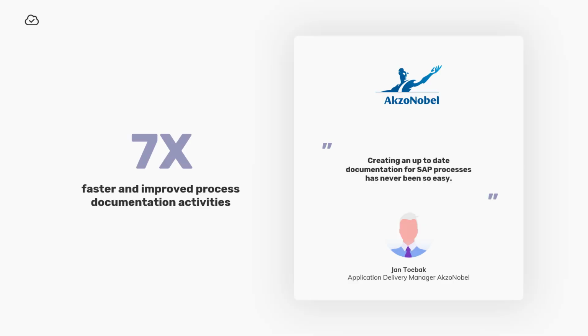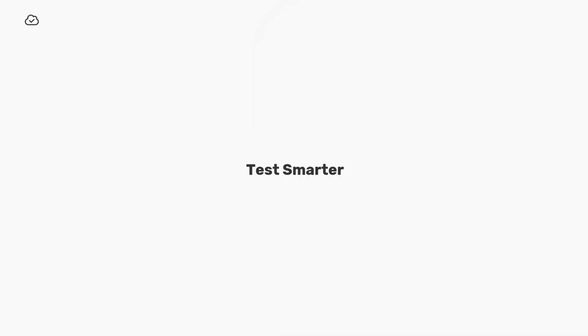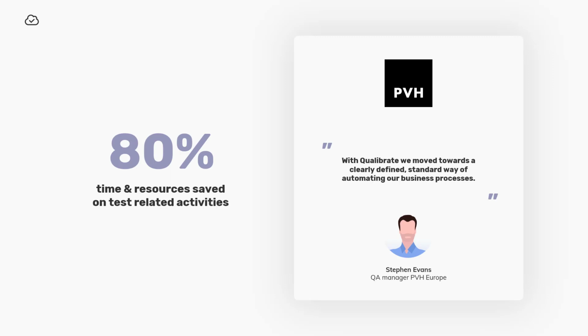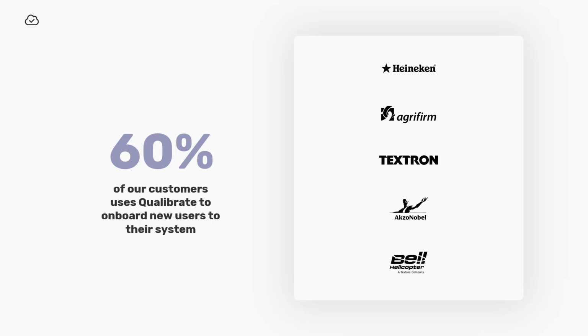Some of the results that our customers have seen is this allows them to document faster, up to 7 times faster for improving their documentation activities. It also allows them to test in a smarter way and with fewer resources. So up to 80% saving on time and resources on test-related activities. And also, it allows our customers to educate their end users or learn easier. So actually, about 60% of our customers are using Qualibrate to onboard new users to their applications.